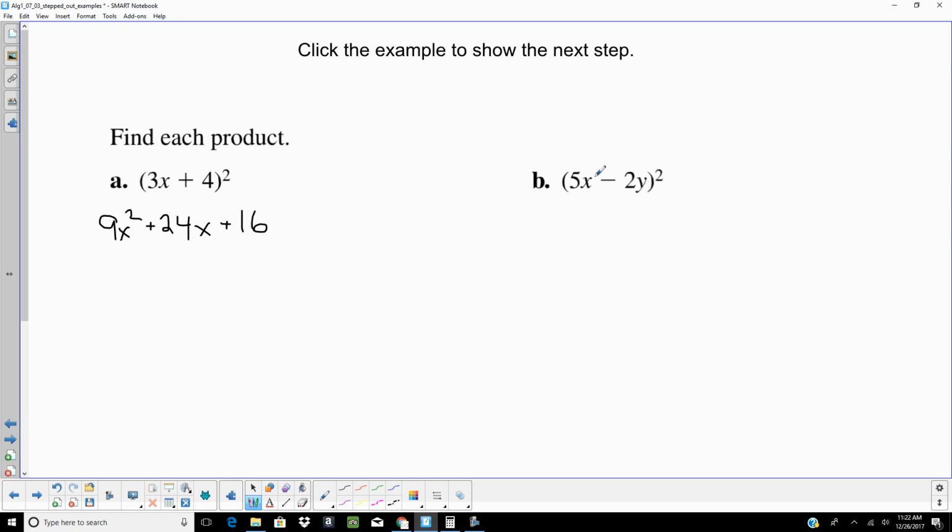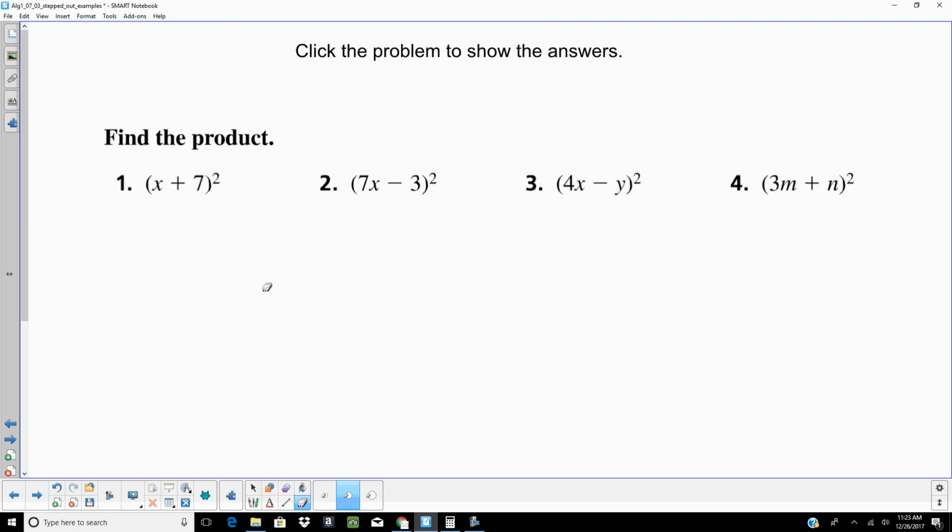So here we have a perfect square as well, because it's the same thing multiplied by itself. 5x squared, 5x times 5x. 5x times negative 2y is going to be negative 10xy. Double it. Negative 2y times negative 2y, positive 4y squared. Make that look more like a plus and not a t. And we're done. That's all there is to the special cases.